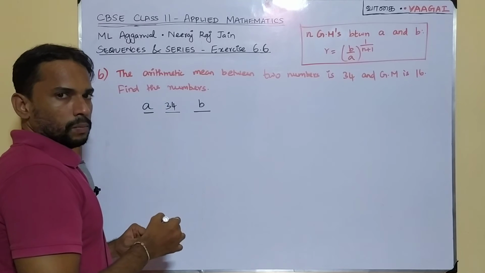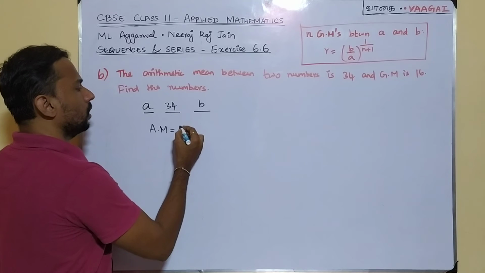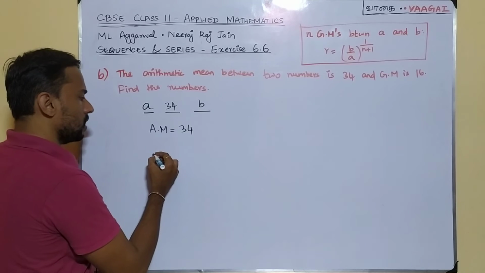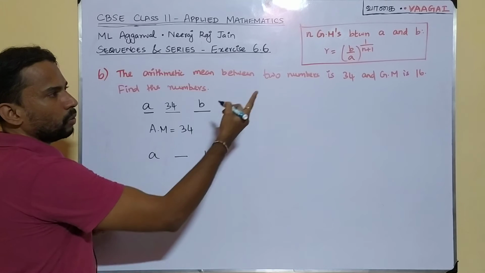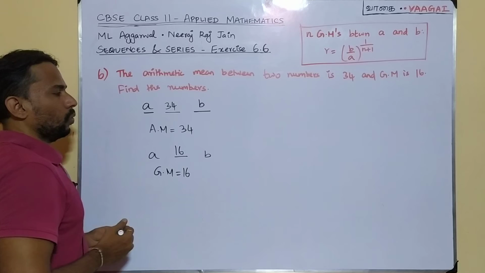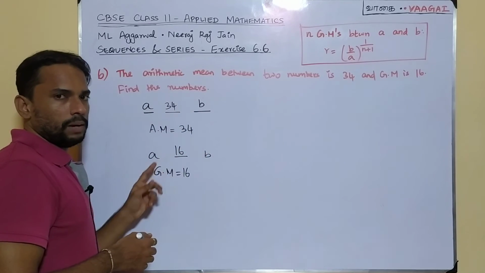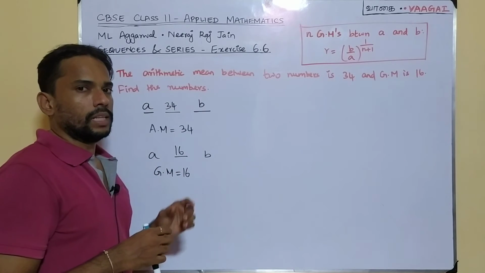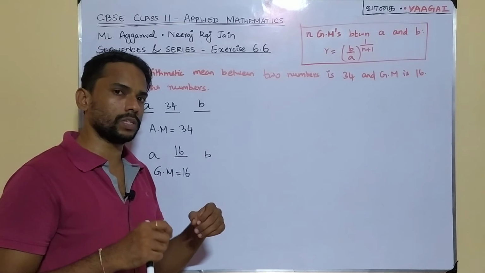Between these two numbers, the arithmetic mean AM is going to be equal to 34. This is what is given. And between the same two numbers A and B, they are finding the geometric mean. The geometric mean is going to be 16. So the AM of the two numbers A and B is 34 and the GM of the same two numbers is 16. That means they are finding a single AM and single GM, and we very well know how to represent those two values.